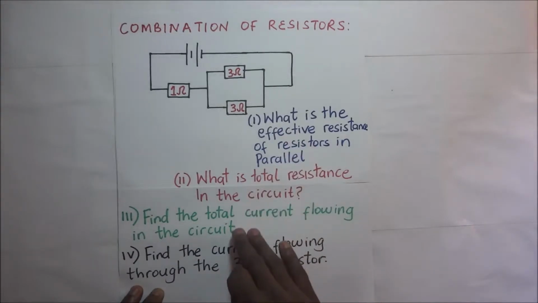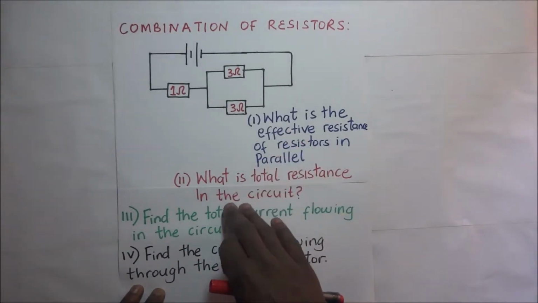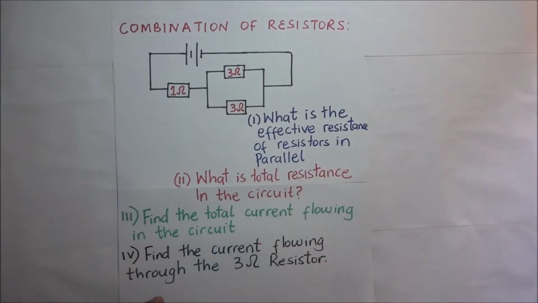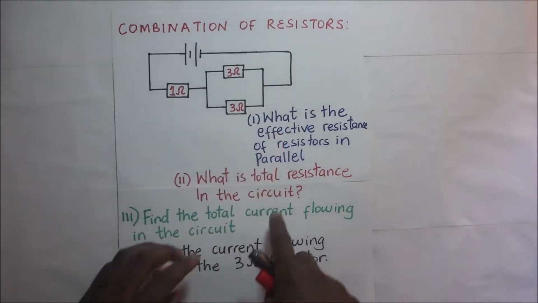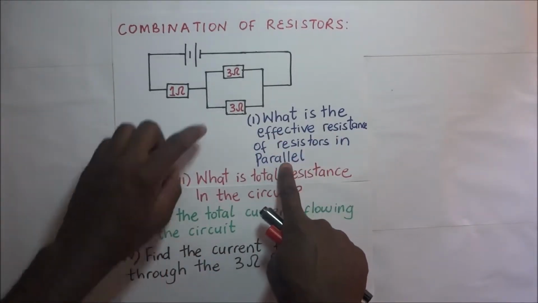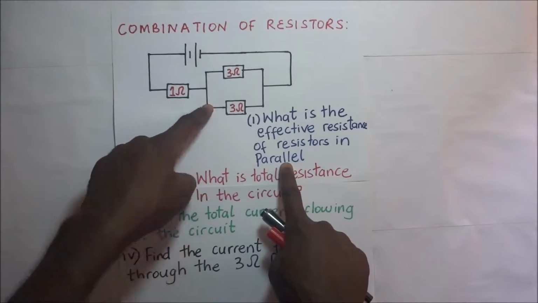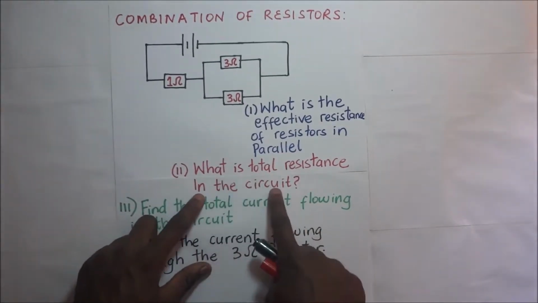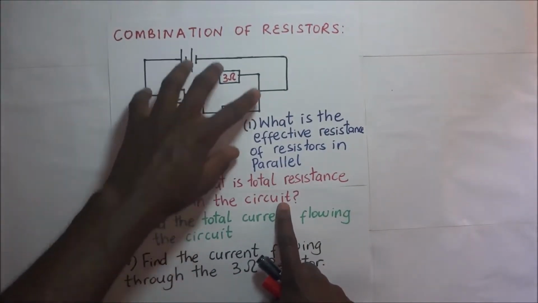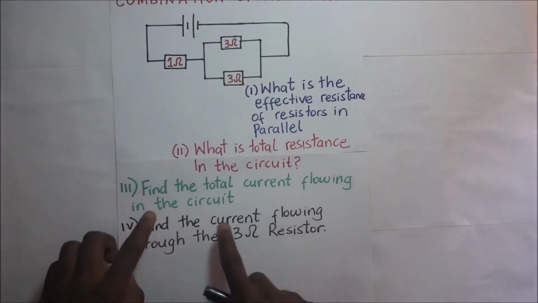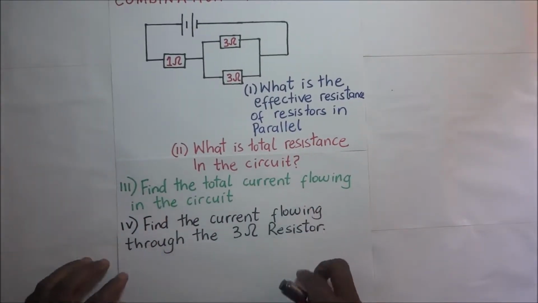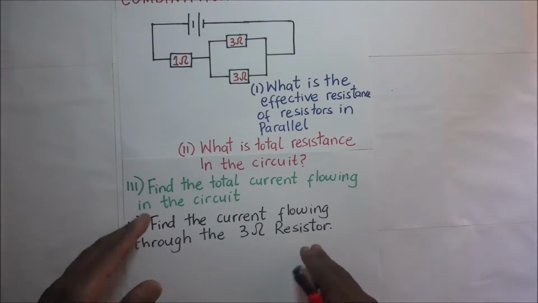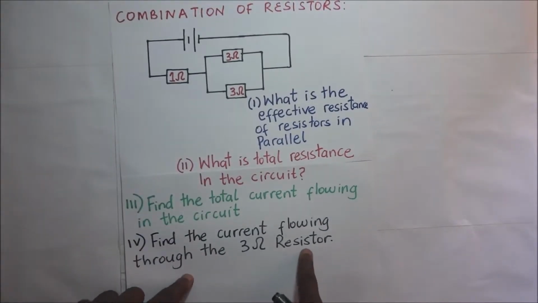The questions are set in such a way that we are able to do this step by step. We are going to first find the effective resistance of the resistors in parallel. Then we shall find the total resistance of the resistors in the whole circuit. Then afterwards we will find the total current flowing in the circuit. Then we'll be able to find the total current flowing through the 3 ohm resistor.